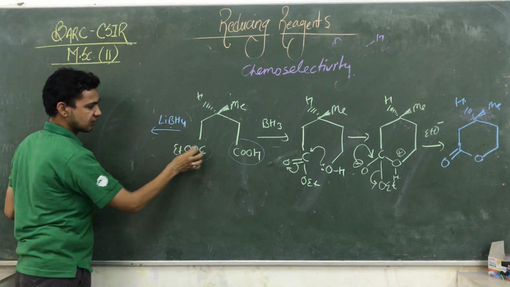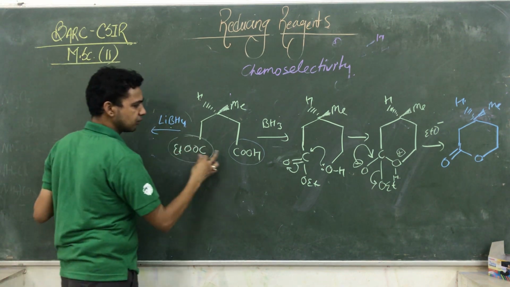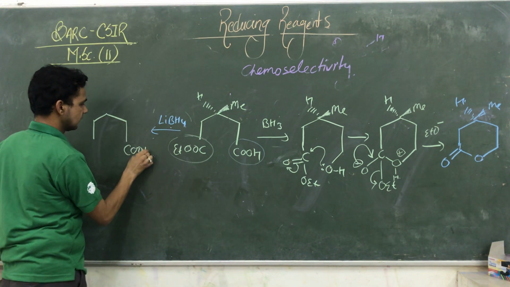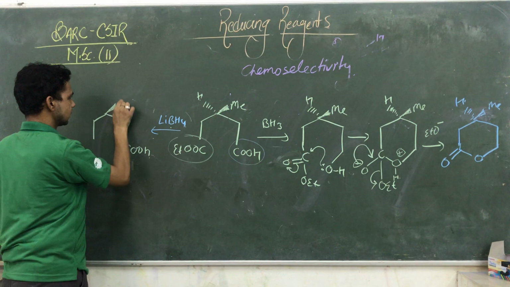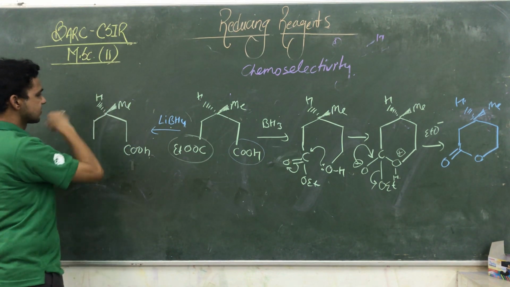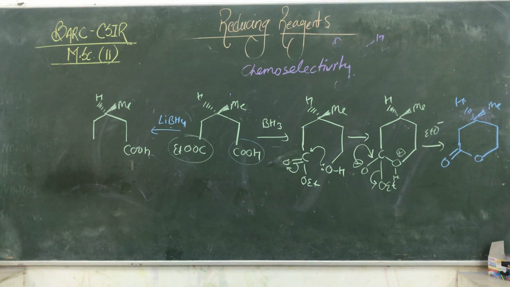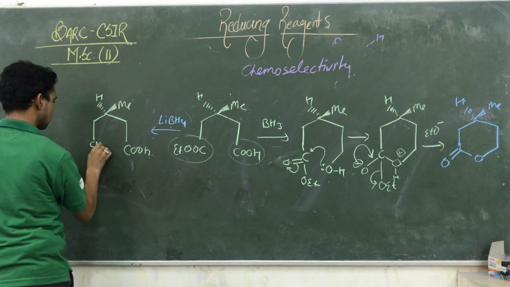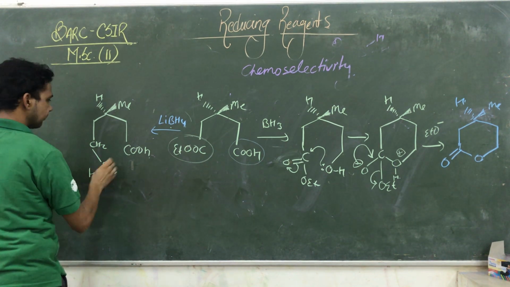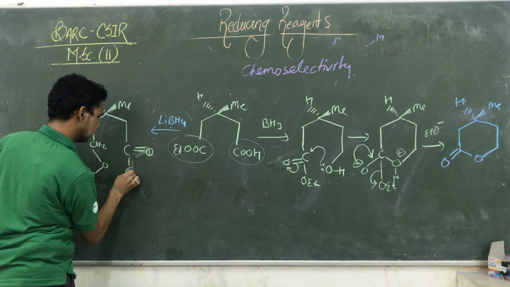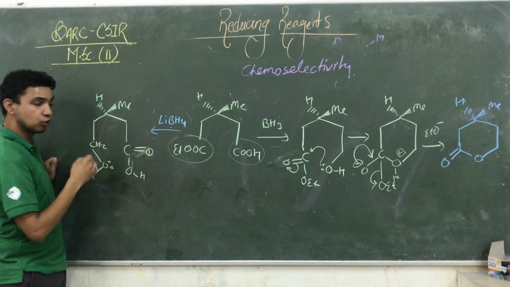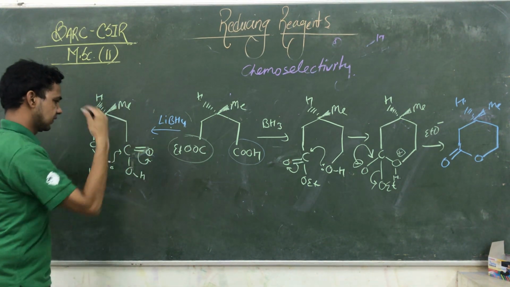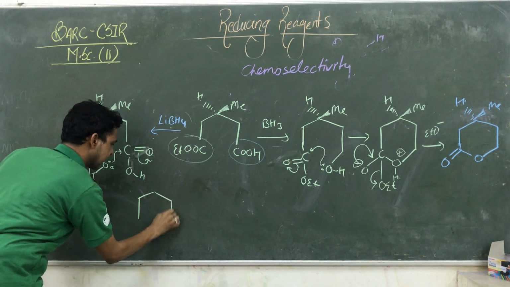LiBH4 only affects this ester group. It's not able to affect this carboxylic group. So here the ester is converting into this one. This one is Me. Another one is H. So the other group is affected and this one is converting into this. This one is CH2 and this one is OH. See guys, this is the carboxylic group. The same as here, the oxygen lone pair behaves as a nucleophile. It's attacking this carbon. Electron is going this side. We are getting another structure here.